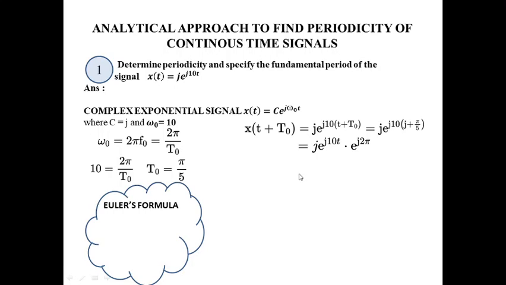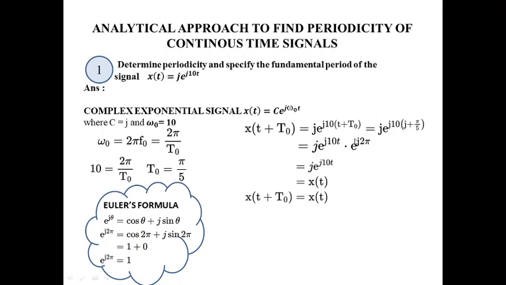You know very well Euler's formula. What is Euler's formula? e power j theta is equal to cos theta plus j sin theta. So, e power j 2 pi can be written as cos 2 pi plus j sin 2 pi, which is equal to 1. It is a well known identity that e power j 2 pi equals 1. So, you can replace e power j 2 pi with 1, and you will get j e power j 10t, which is nothing but x of t. So, we have very conveniently proved that x of t plus t naught is equal to x of t.